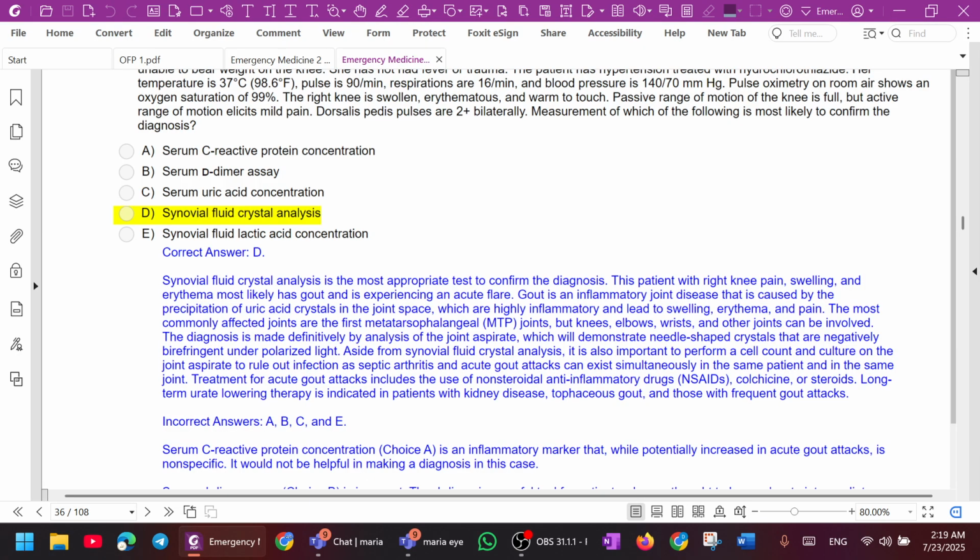It's not C. Serum uric acid concentration may be deceptively low during an acute gout flare and is not used to make a diagnosis of gout. While many patients with gout have increased uric acid concentration, there are also many patients with increased uric acid concentration that do not have gout.